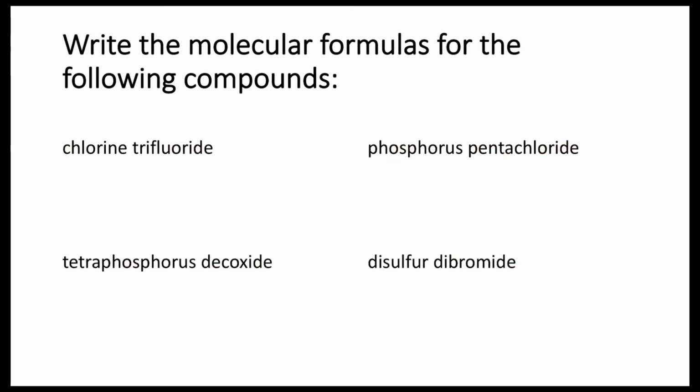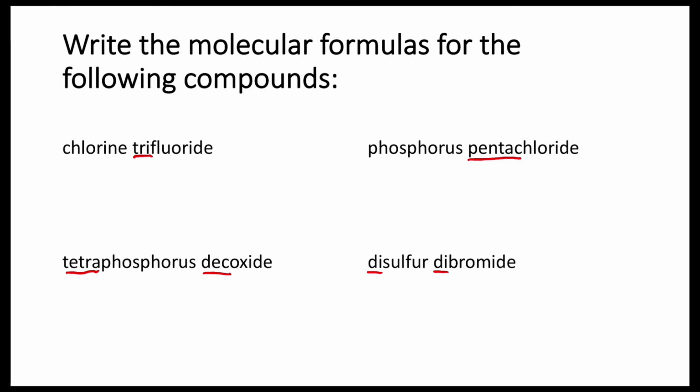Okay, so this time we are going to write the molecular formulas for the following compounds. So this is much easier than ionic compounds because the prefixes will tell you exactly how many of each element we need. So pause here, take a moment to try these. If you're fully confused, follow along with me as I go through these.